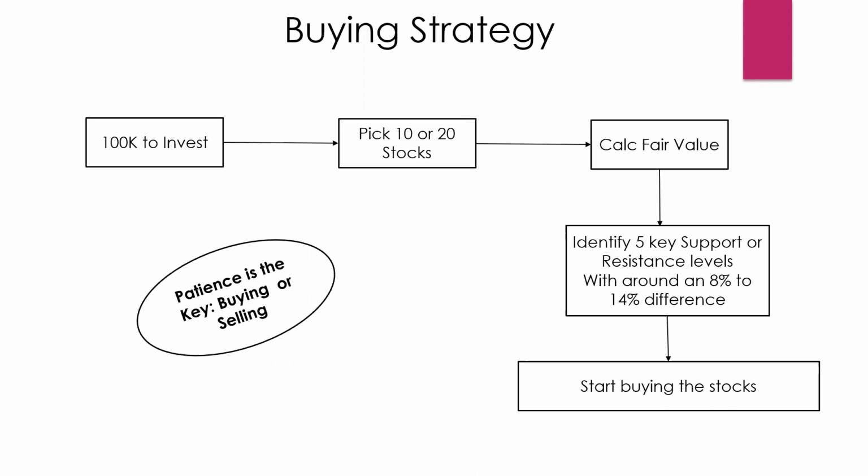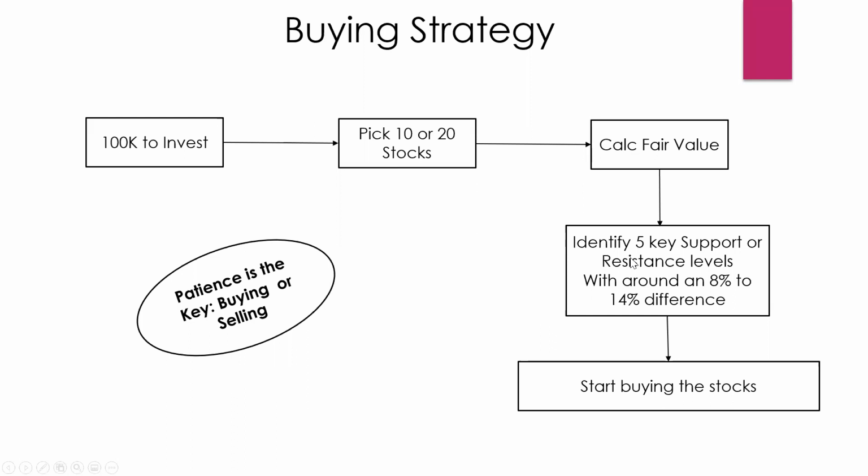Now, even though we predict, let's say Microsoft or whatever it is, the fair value is 320. It came to 300. We'll discuss that. But the key thing is, when we calculate the fair value, we identify 5 key support or resistance levels, with a ballpark range of 8% to 14%, but depending on the stock, we can still manage it. But this is overall what I think.